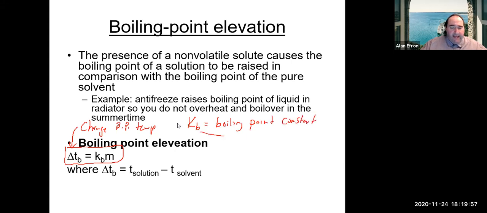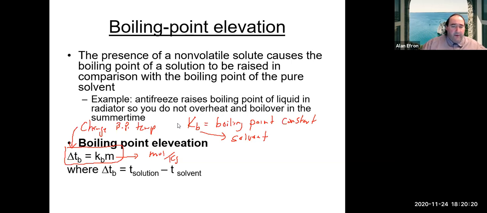And just like Kf, it is all about the solvent. So that's again what you want to look up on this table. The little m here is again still our molality, which is our moles per kilogram. The difference though, with our boiling point, is that our boiling point is actually going to be elevated, which means our solution will actually boil at a higher temperature than our solvent.